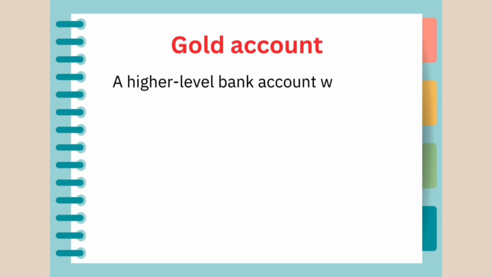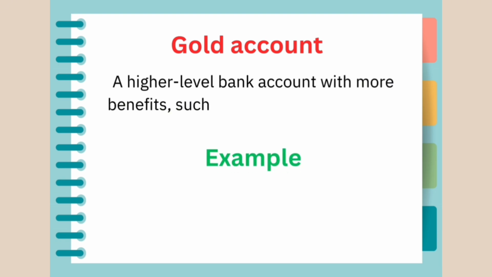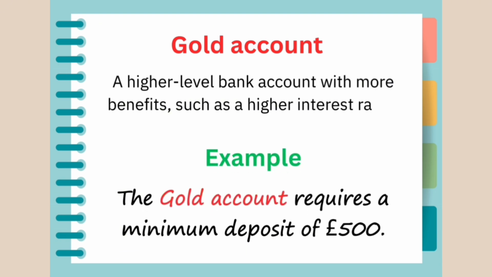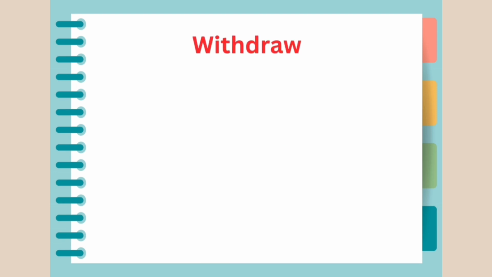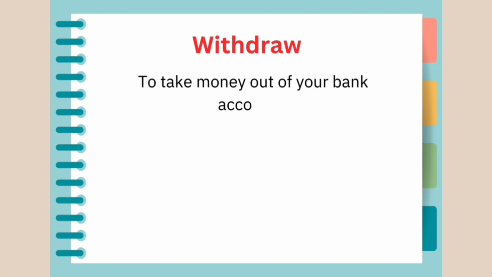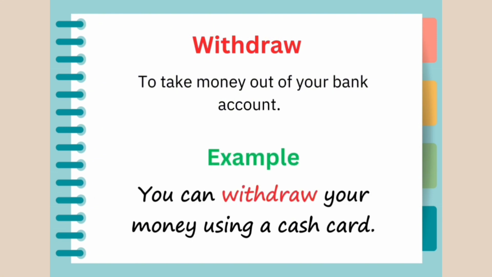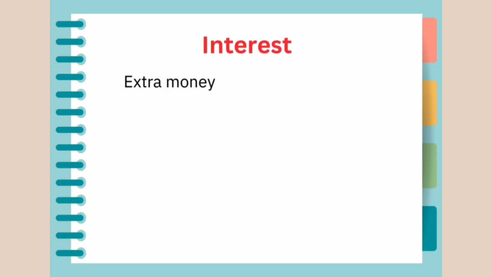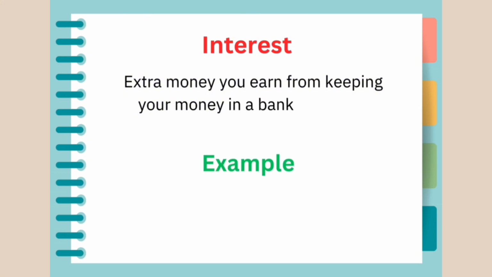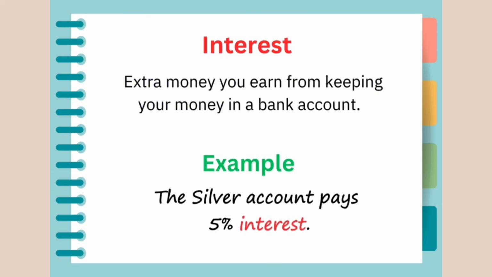Gold account. A higher level bank account with more benefits such as a higher interest rate. Example, the gold account requires a minimum deposit of £500. Withdraw. To take money out of your bank account. Example, you can withdraw your money using a cash card. Interest. Extra money you earn from keeping your money in a bank account. Example, the silver account pays 5% interest.